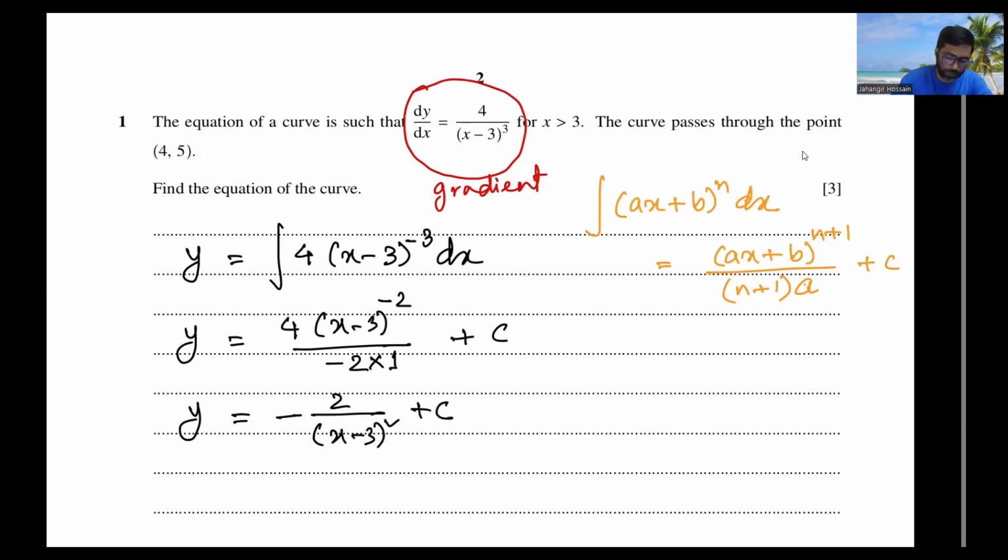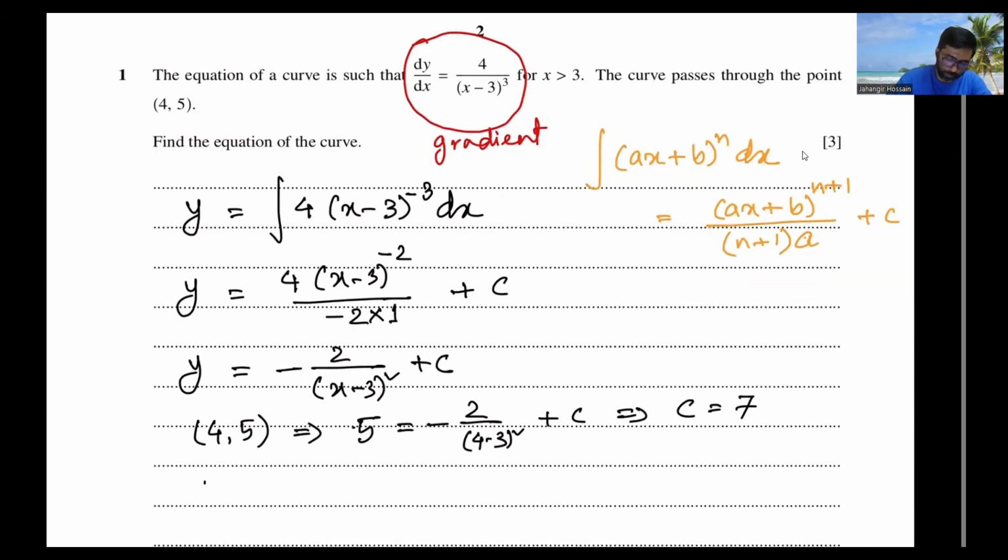Now, to find the constant c, use the boundary condition that this curve passes through the point (4, 5). If you substitute y equal to 5, x equal to 4 in this equation, we have c equal to 5 plus 2, that's 7. The equation of the curve will be y equal to 7 minus 2 by (x minus 3) whole square. That's question number 1.